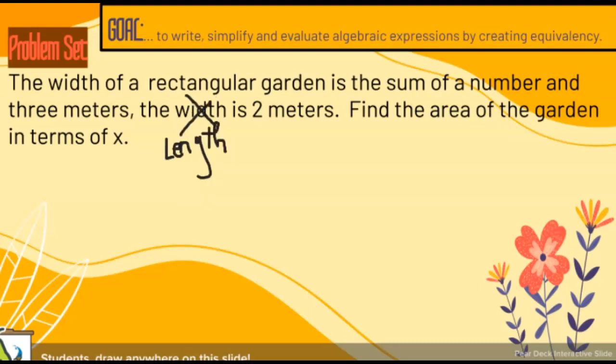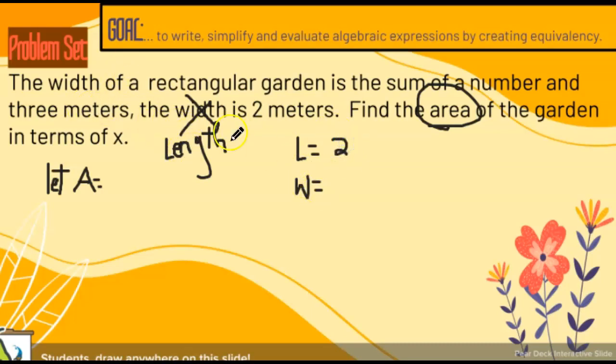So the length will be 2 meters, okay? We said that before. So our let statement, it's not just let x, it's like a let statement. We usually use x, but since we're looking for area, maybe I could use let a. Alright? We know that the area is length times width, right? So first the length, and the width.